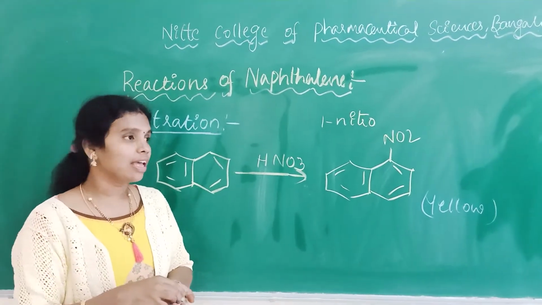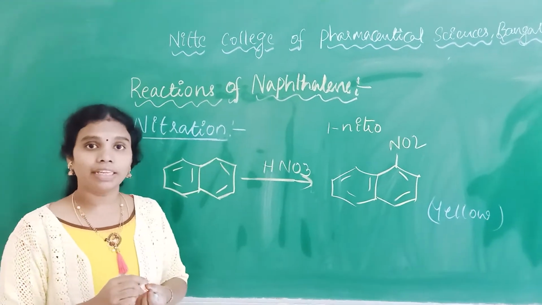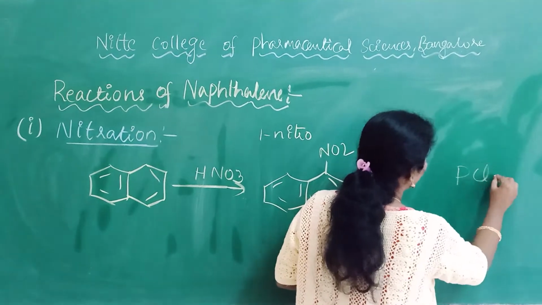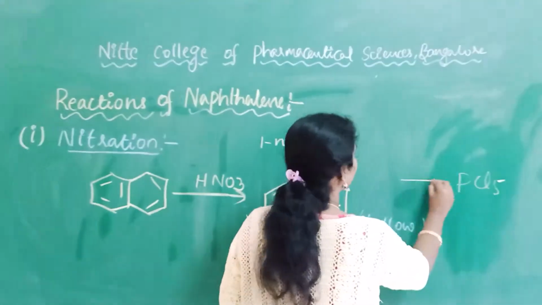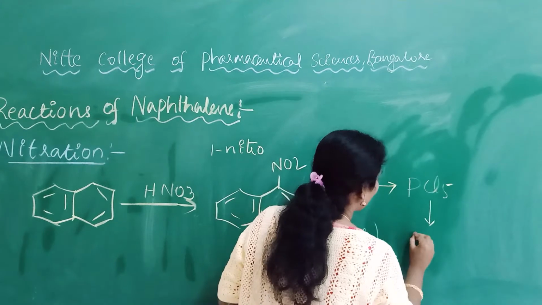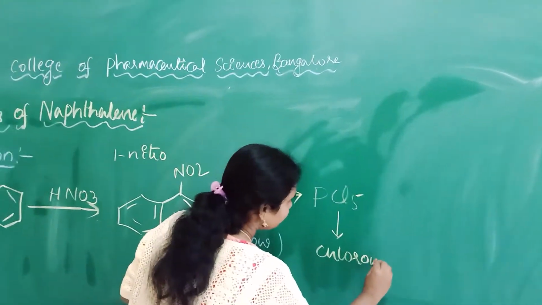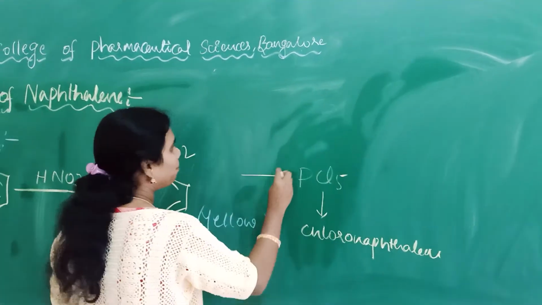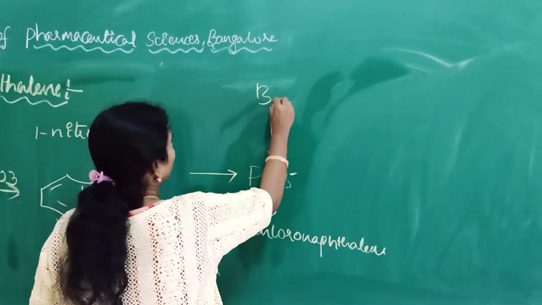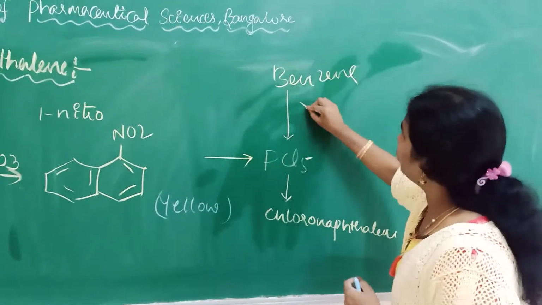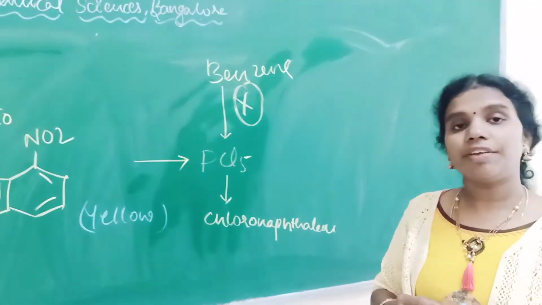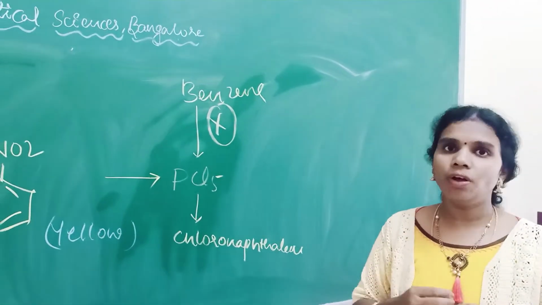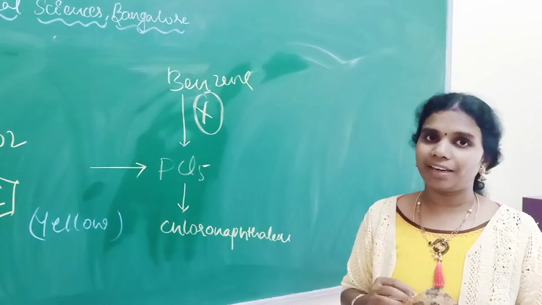But the only difference here is that nitronaphthalene will react with phosphorus pentachloride. When it reacts with phosphorus pentachloride, it gives chloronaphthalene, whereas nitrobenzene will not react in this reaction. That's the difference between nitrobenzene and nitronaphthalene. Okay, this is all about the nitration reaction.